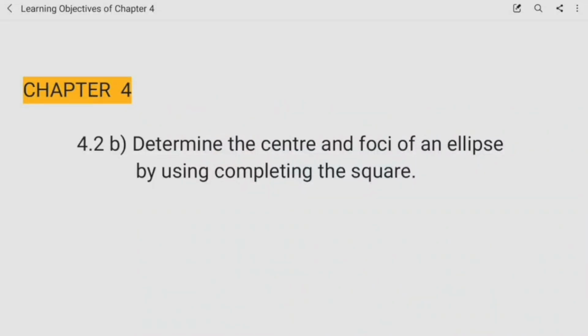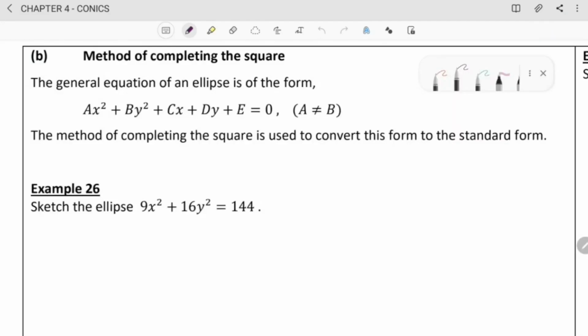4.2b, determine the center and foci of an ellipse by using the completing the square method. We are going to use the method of completing the square. This is the general equation of an ellipse. Then we are going to convert this form into the standard one so that we can have the information to sketch the ellipse. So example 26, sketch the ellipse.